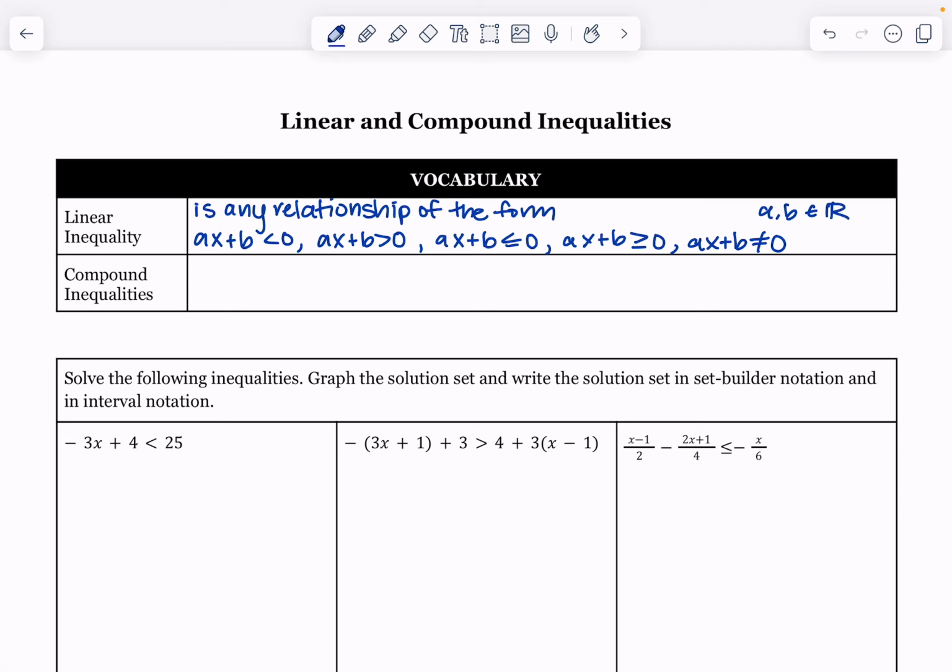A compound inequality is the same thing as a linear inequality, but the statements have two or more inequalities. So they are statements with two or more inequalities, hence them being compound.